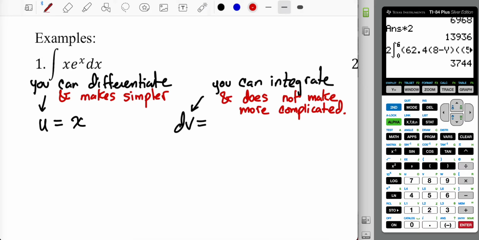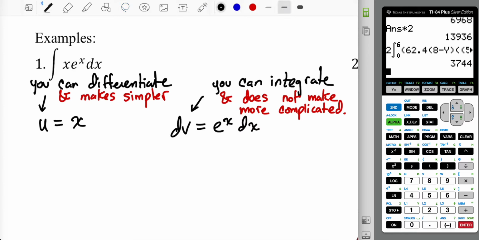All right. So it may not make it simpler. It might just maintain the status quo, but it's not going to make things worse. All right. So here, we already chose the x to be the u, so everything else is going to be the dv, and that's e to the x dx. All right, the dx is part of it. We certainly wouldn't want to put the dx in with the u because then I would be differentiating a dx. I mean, doable, but not something I'm interested in.